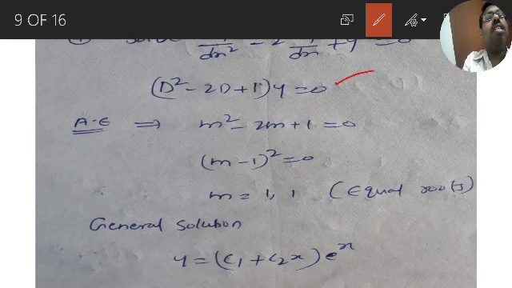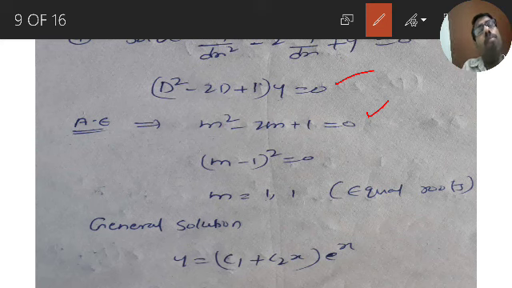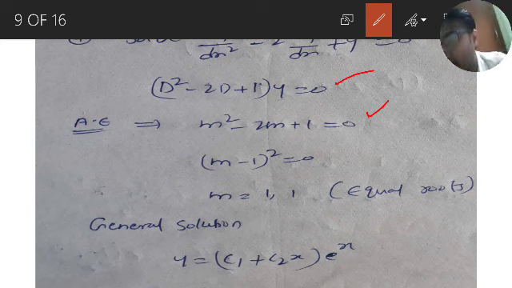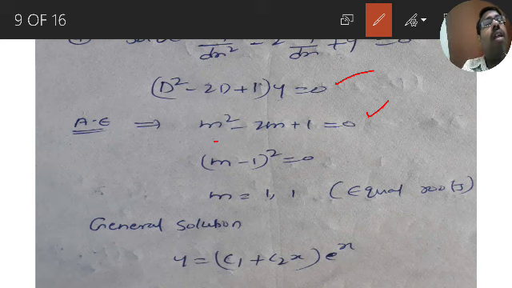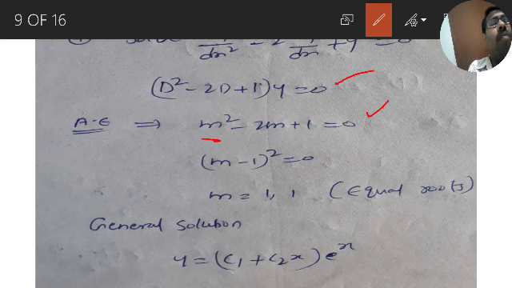Operator form is D square minus 2D plus 1 of y is equal to 0. Now the auxiliary equation is m square minus 2m plus 1 is equal to 0. You got the auxiliary equation. Now factorize to get the roots. What is that? m square minus 2 into 1 into m, that is 2ab, and 1 can be written as 1 square. So what is that form? m square minus 2ab plus b square.